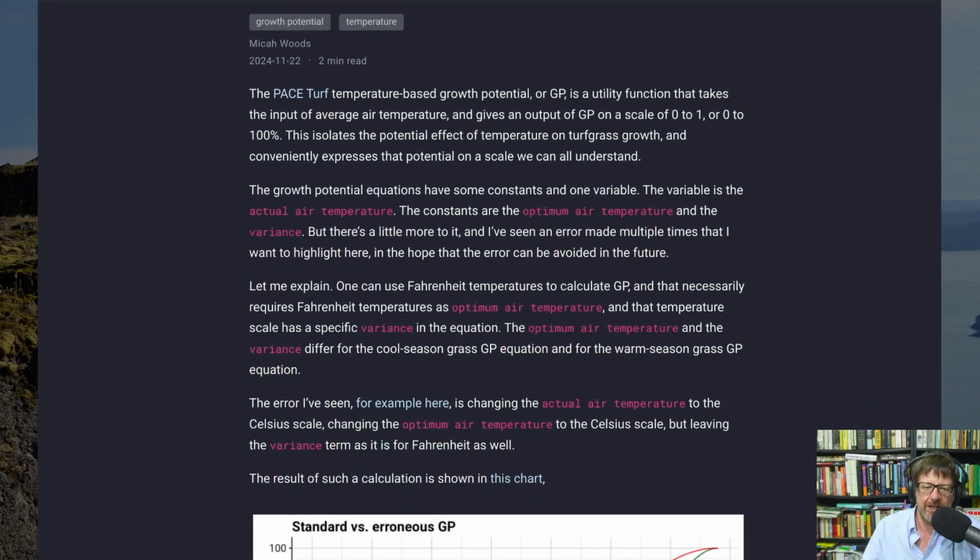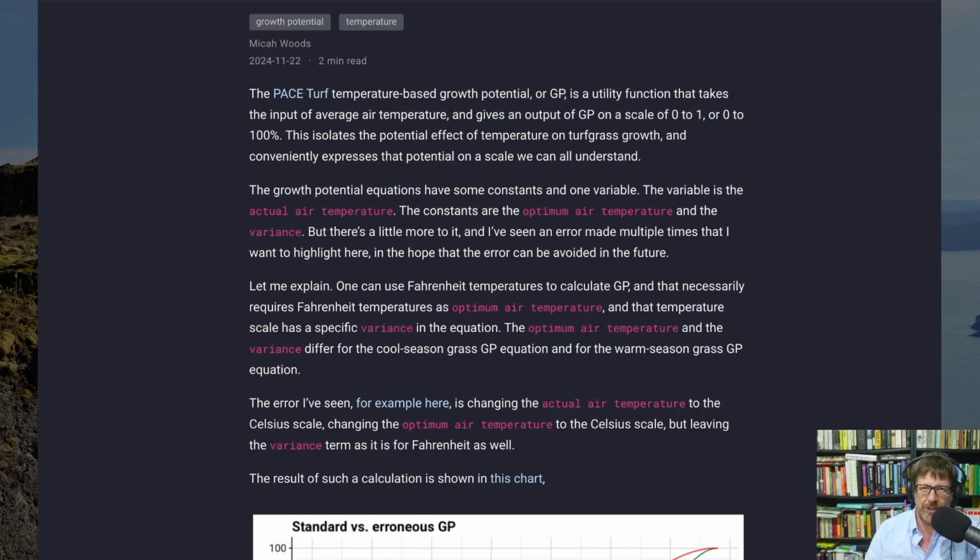It says, the Paste Turf temperature-based growth potential, or GP, is a utility function that takes the input of average air temperature and gives an output of GP, or growth potential, on a scale of 0 to 1 or 0 to 100%. This isolates the potential effect of temperature on turfgrass growth and conveniently expresses that potential on a scale we can all understand.